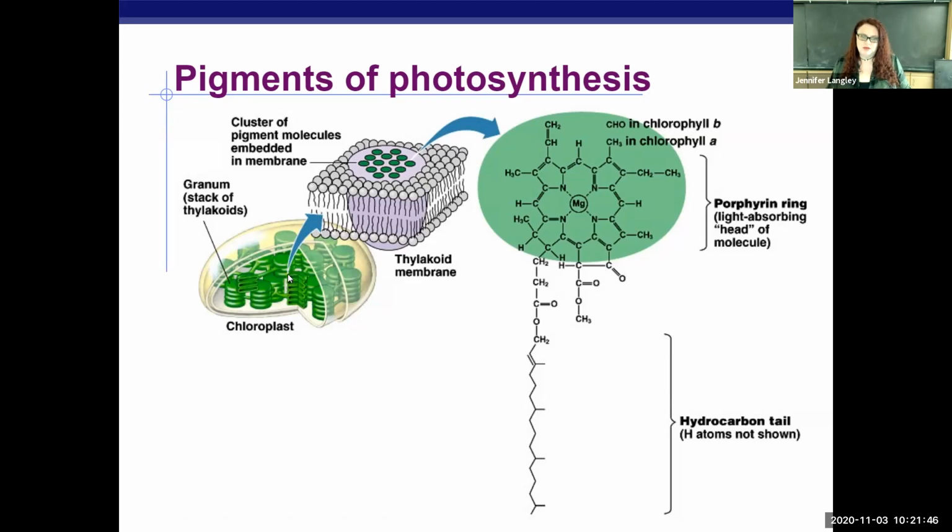So thylakoid membrane, we take a little piece of it and expand it out. Here's a proton. And then there's these little photocollectors. Okay, those are our pigment. That is chlorophyll.